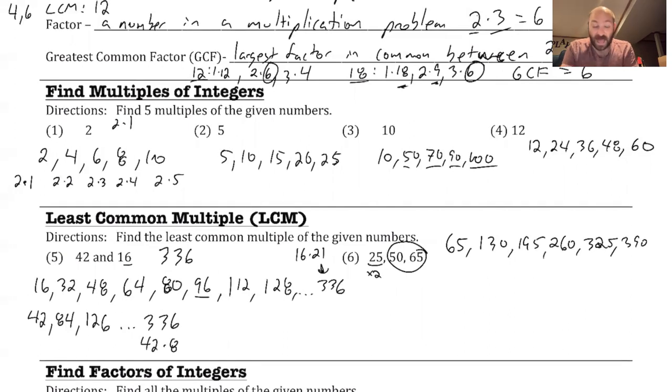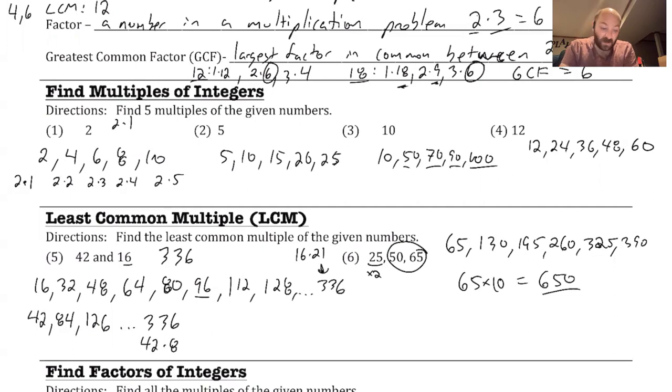I'm going to keep doing that, and again, I'm just using a calculator to help me out a little bit. I'm just going to keep that pattern going until I find something that works. And there it is. If I do 65 times 10, that gives me 650.